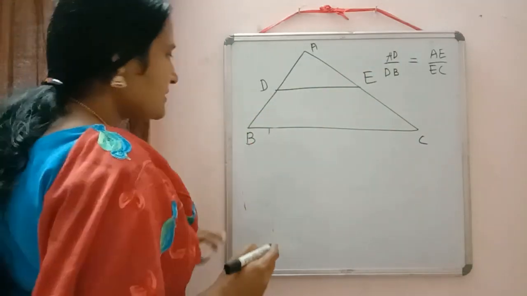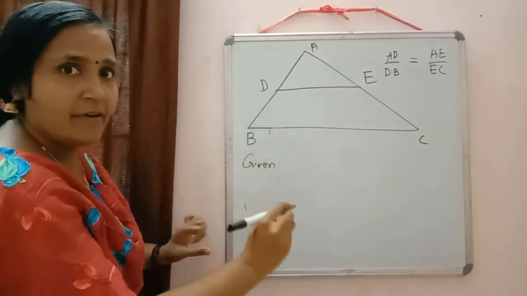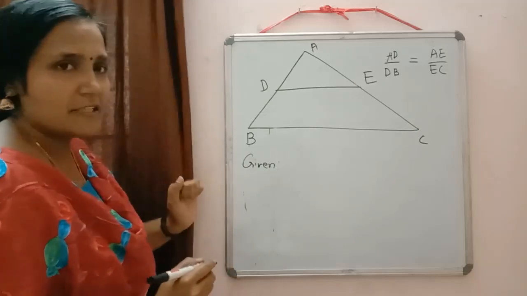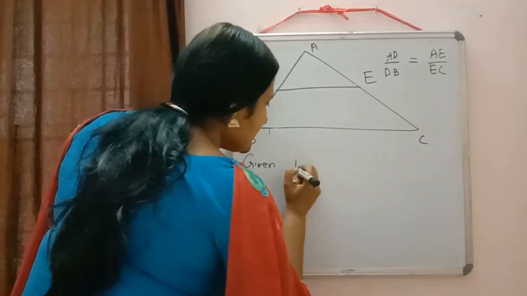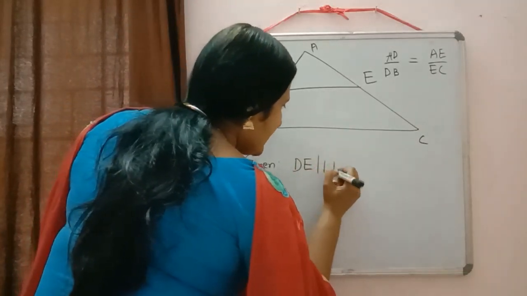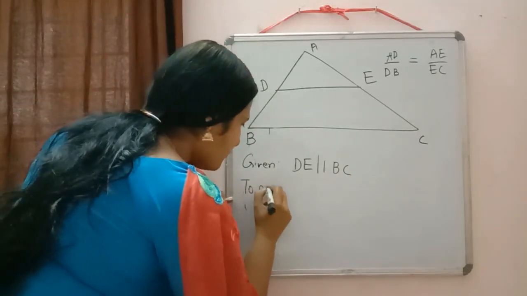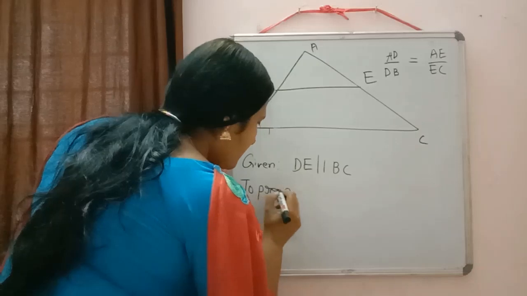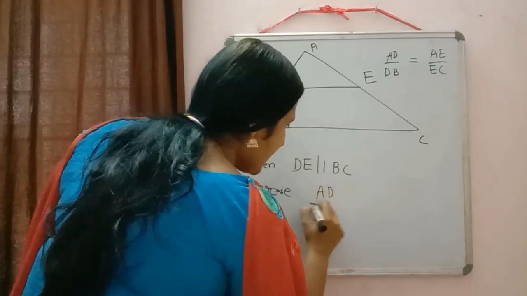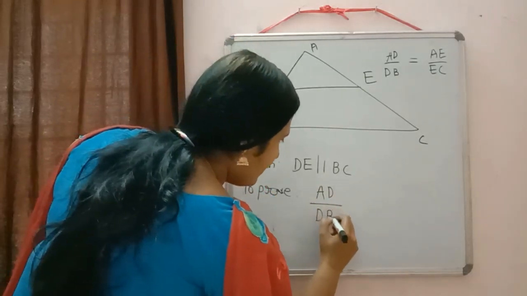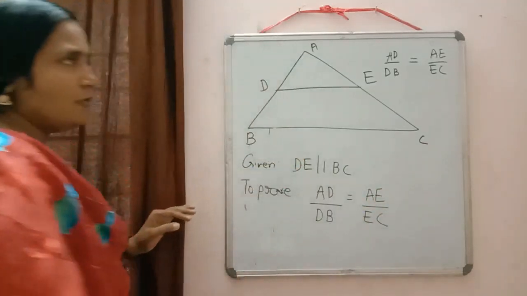Okay. So first write down given. In this way, whenever you have to prove anything, all these steps must be written. So what is given in this question? DE parallel to BC is given. So we can write down there DE parallel to BC. Now we will write what we have to prove. Yes, we have to prove their ratios are equal, means we have to prove AD by DB equal to AE by EC. This we have to prove.